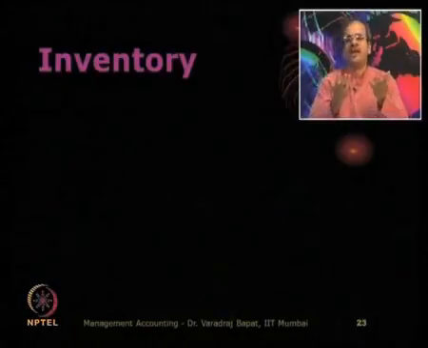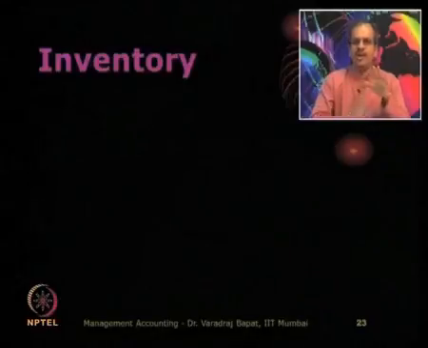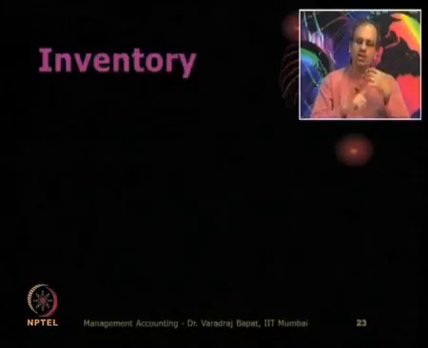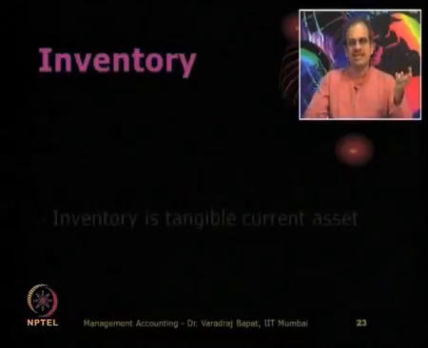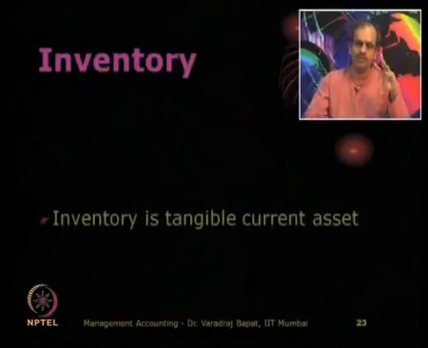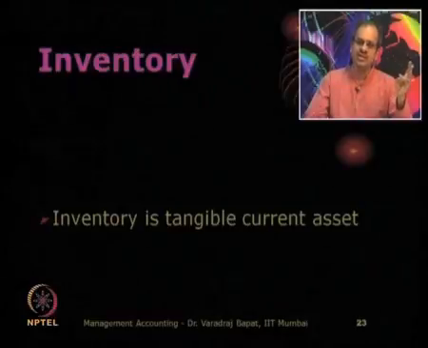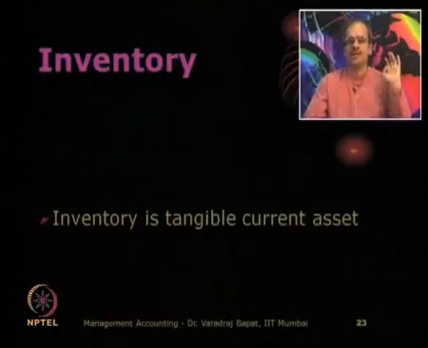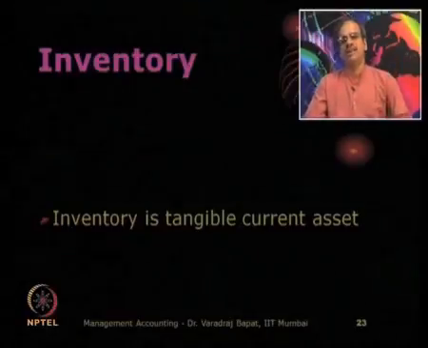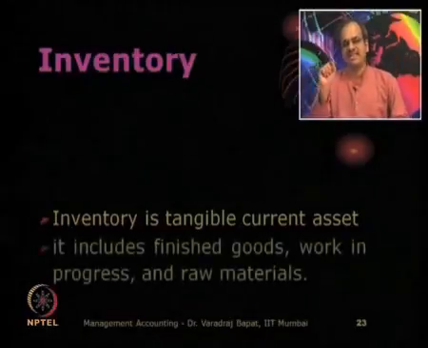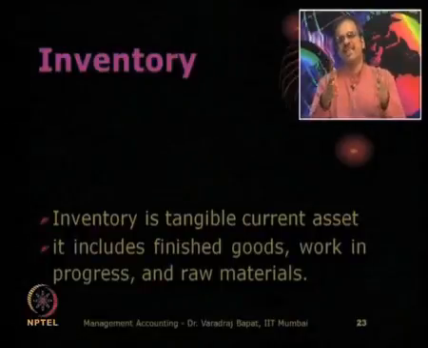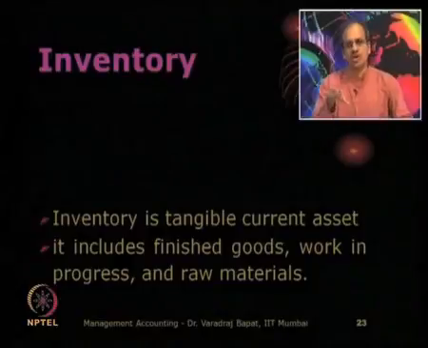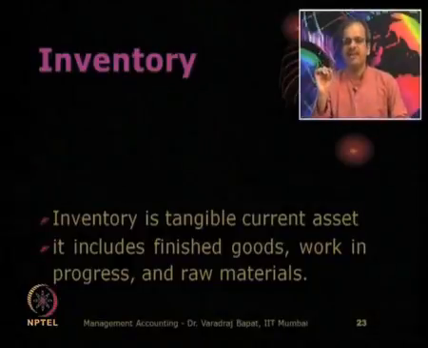Now, what is inventory? How do you define inventory? Popularly, the term stock is also used for inventory and it includes the finished goods, it includes something which is known as work in progress and it also includes raw material. As you all know, it is a tangible current asset. So, you can see, you can feel the inventory, it has to be usually kept in godowns or in stores. That is why it is tangible in nature.